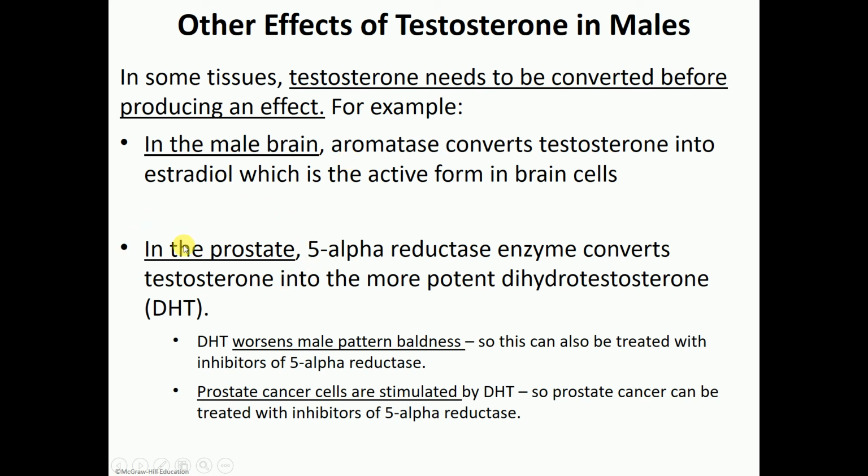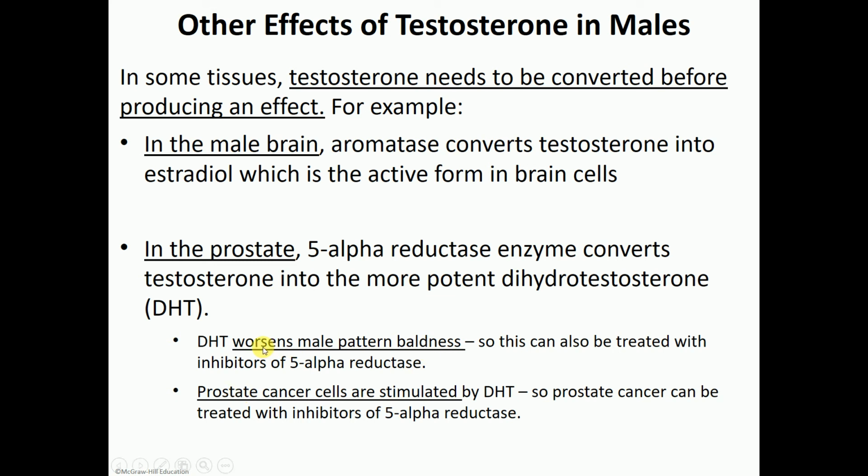In the prostate, testosterone would have to change into the more potent kind known as dihydrotestosterone or DHT. And the enzyme that does that is known as 5-alpha reductase enzyme. Well, DHT, although it is needed, can do two things. It can worsen male pattern baldness, and in the cases of prostate cancer, it also stimulates these prostate cancerous cells.